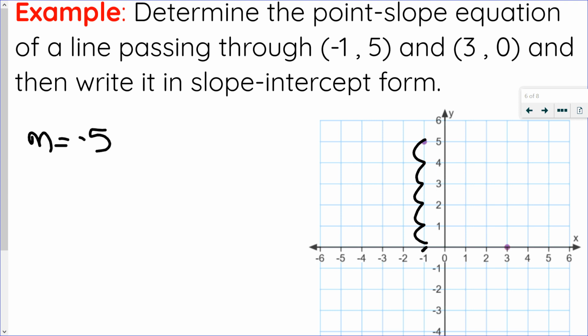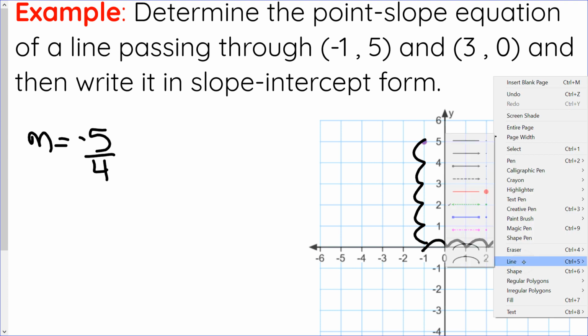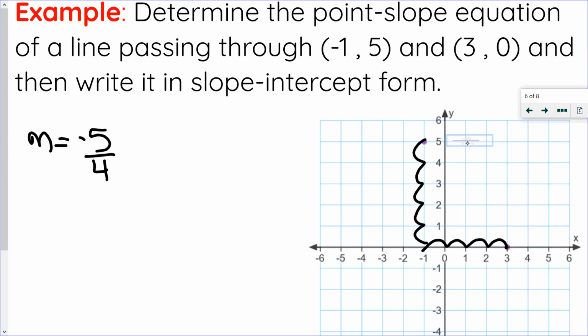And I'm going to run to the right 1, 2, 3, 4. So I know that it's -5/4. That is my slope. So I want to come up with that equation of the line. So let's just draw the line here, passing through those points. And then I'm just going to put an arrow to show that that line goes infinitely in both directions. So it goes like that and it goes like that.